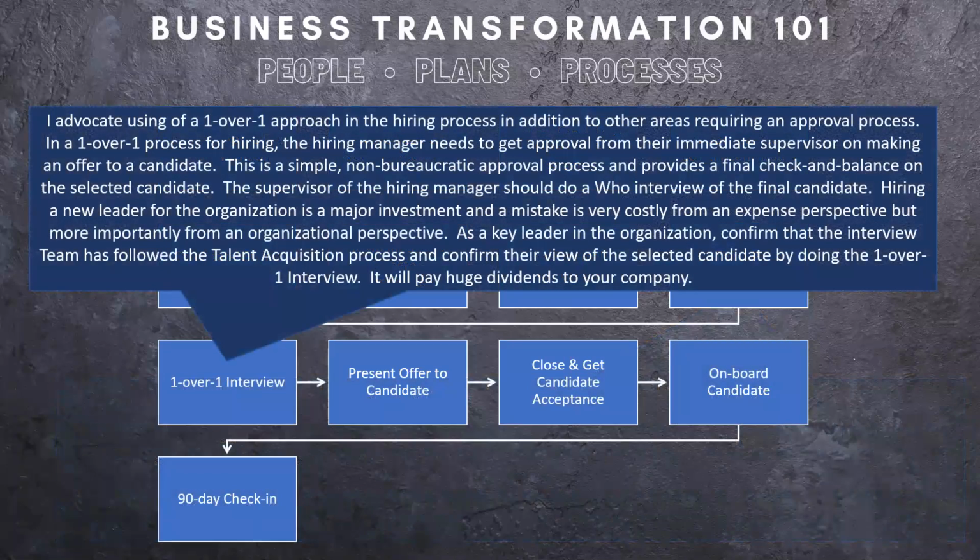The next step is a 1-over-1 interview. I advocate use of a 1-over-1 approach in the hiring process, in addition to other areas requiring an approval process. In a 1-over-1 process for hiring, the hiring manager needs to get approval from their immediate supervisor before making an offer to a candidate. This is a simple, non-bureaucratic approval process and provides a final check and balance on the selected candidate. As the supervisor of the hiring manager, I would do a interview of the final candidate.